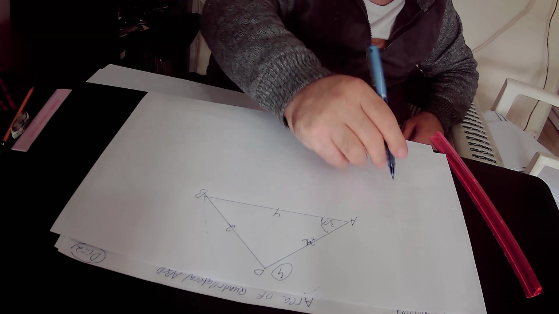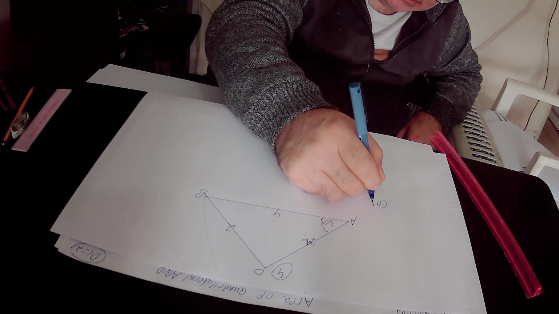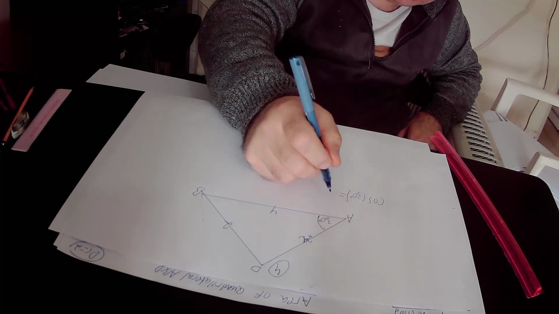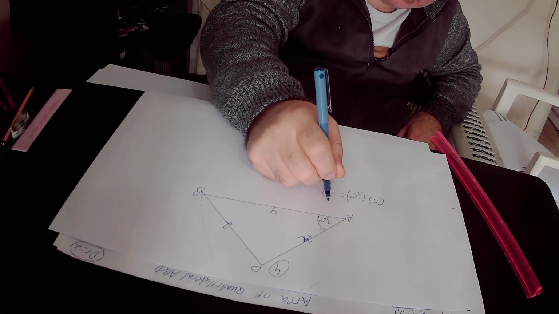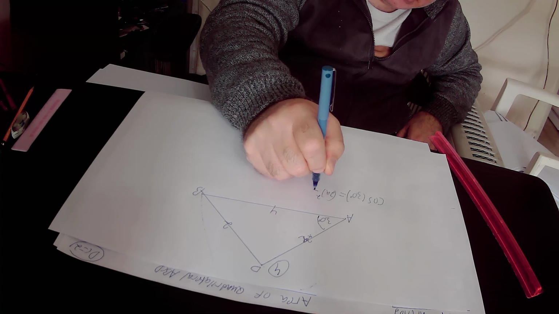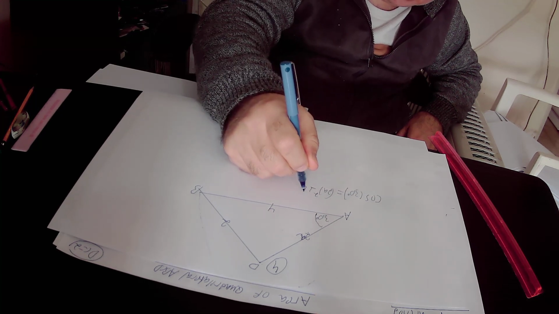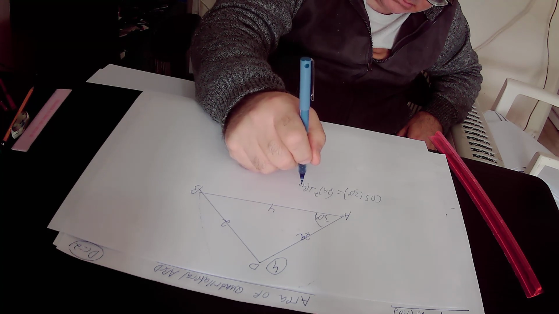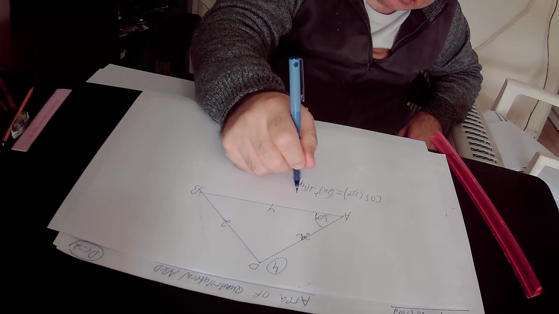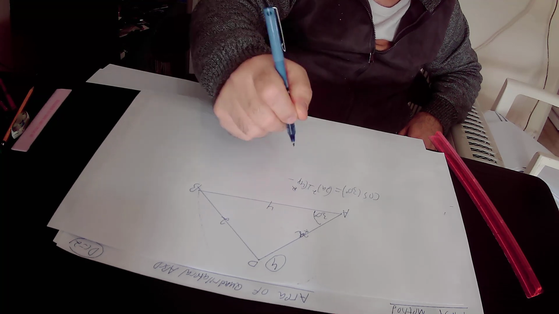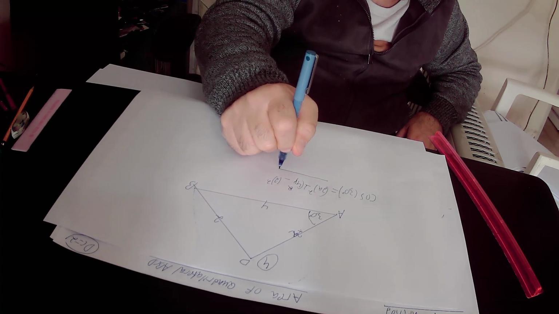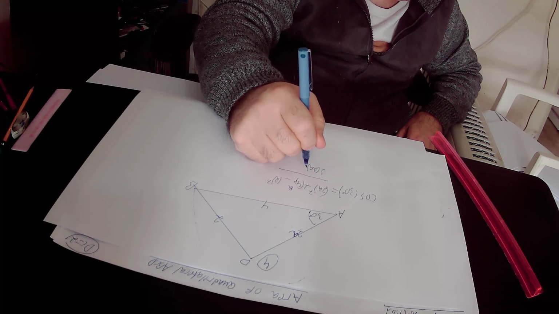So according to the law of cosines, here cosine 30 degrees equals (2a squared plus 4 squared minus 2 squared) over 2 times 2a times 4.